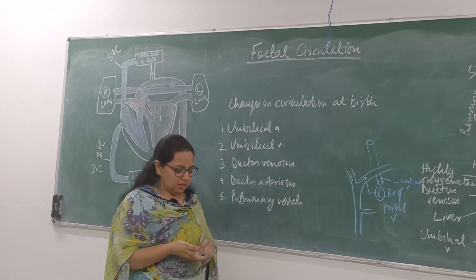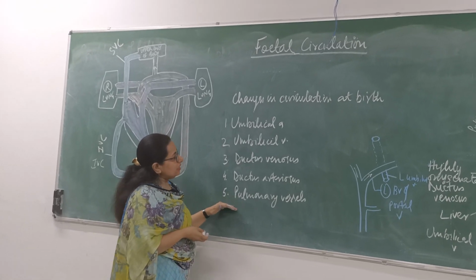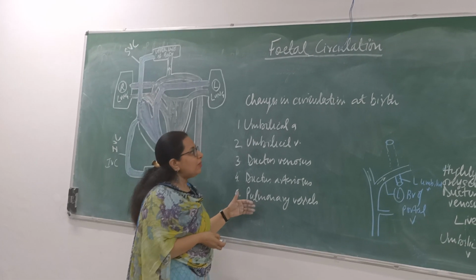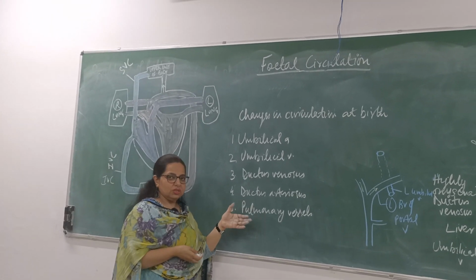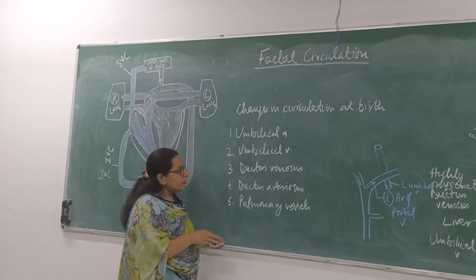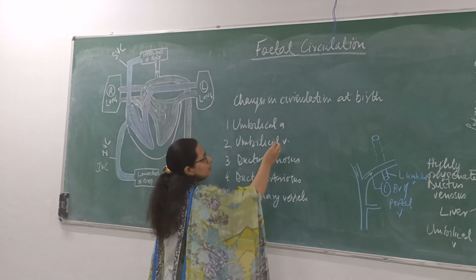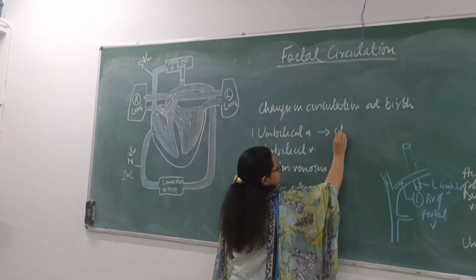Hello everyone. So here I have another small video about the changes taking place at birth in the circulation, that is the cardiovascular system. First and foremost, the umbilical artery closes.